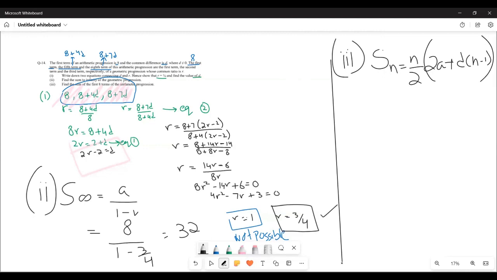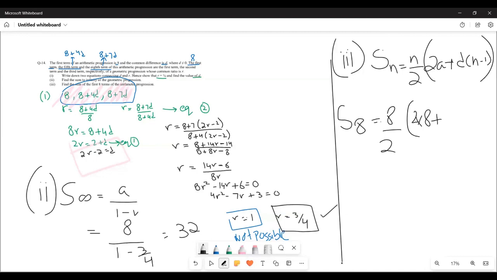All right, so we have to find the sum of the first 8 terms. So n is going to be what, Azhar? 8. 8 over 2 times 2 times a. What is a? It is written at the start of the question, the first term of an AP is 8. So 2 times 8. What will d be?